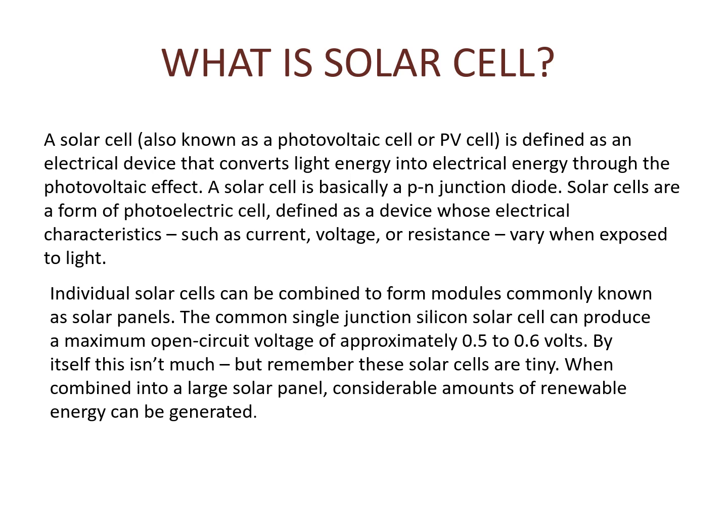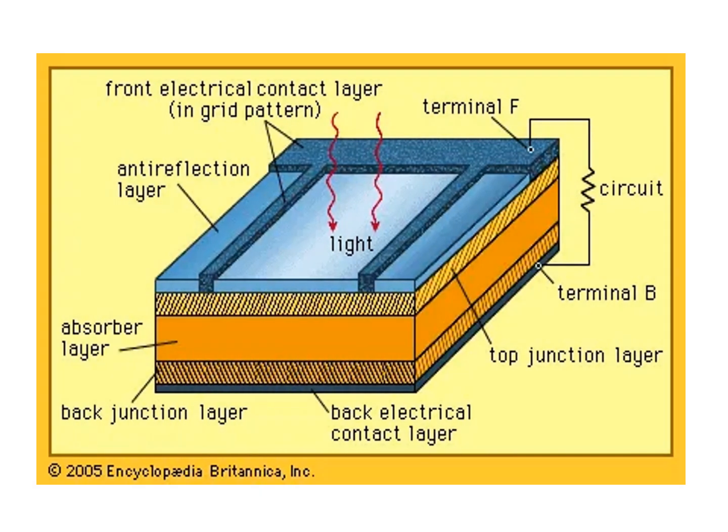Individual solar cells can be combined to form modules commonly known as solar panels. The common single junction silicon solar cell can produce a maximum open circuit voltage of approximately 0.5 to 0.6 volts. By itself, this isn't much, but remember the solar cells are tiny. When combined into a large solar panel, considerable amounts of renewable energy can be generated. This is the diagram of the solar cell.